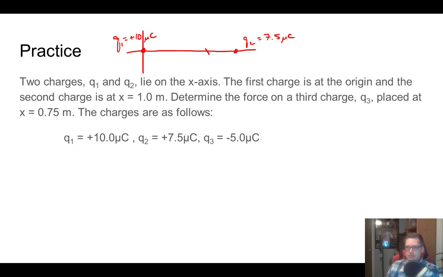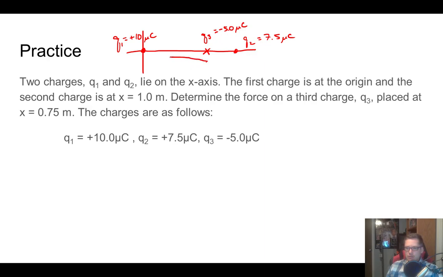Then it says determine the force on a third charge, Q3, placed at 0.75. That would be somewhere right here. We'll put an X to show that this one can slide back and forth, he's not bolted down. This is our Q3, and his charge is negative 5.0 microcoulombs. Let's get an idea of what forces are acting on this before we do any math. Our Q3 is negatively charged, and Q1 and Q2 are both positive, so it's going to have attractive forces in both directions.